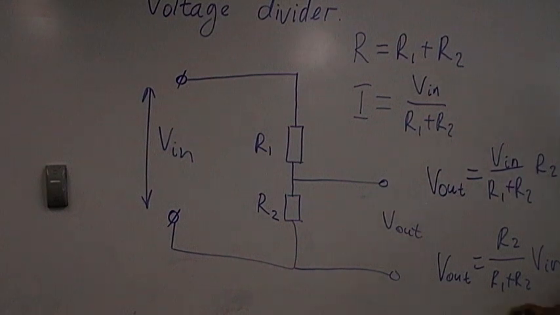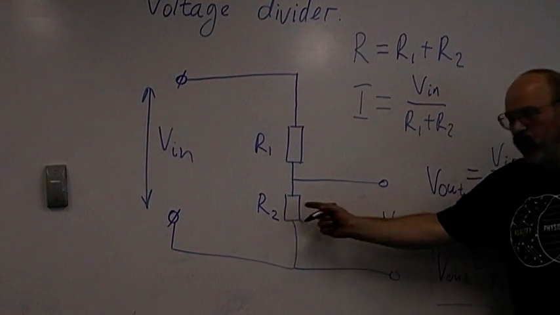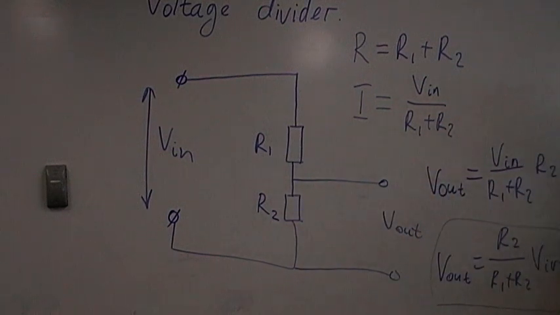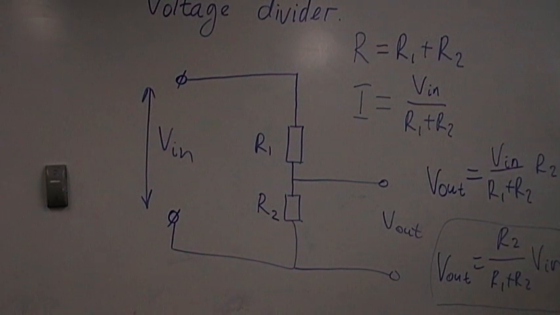Why is it R2? Because we take voltage out from the second resistor. So voltage out is the voltage across resistor 2, so we apply Ohm's law to the second resistor. Wouldn't it be voltage in over R1 plus R2 times R2? I just swapped those, because A times B is the same as B times A. Then we just have the ratio of the resistances, because I'll show you in a minute that using ratios it will be much easier to do calculations.